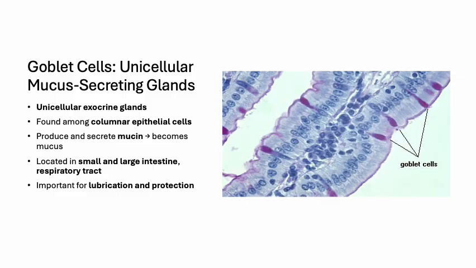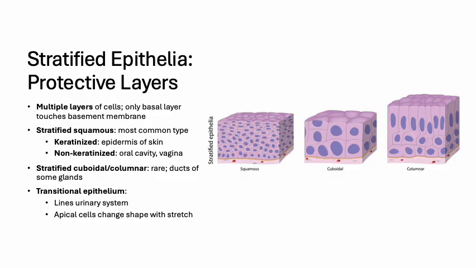This mucus plays a critical protective role by trapping dust, pathogens, and other particles while also lubricating surfaces to reduce friction. In the intestines, mucus protects the lining from digestive enzymes and mechanical damage. In the airways, it helps keep surfaces moist and aids in clearing debris.